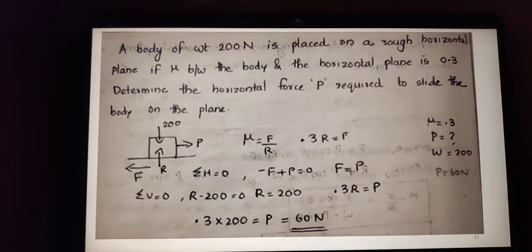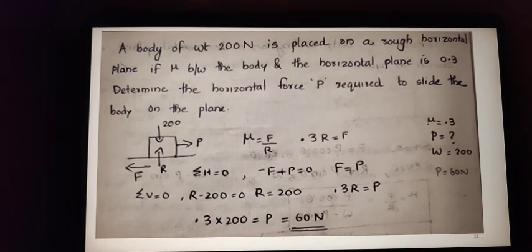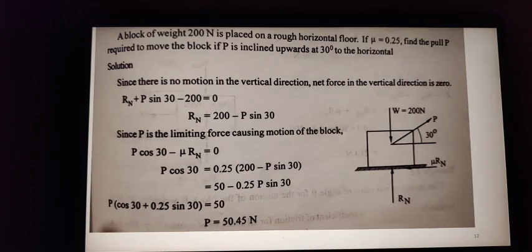The second equation you have to use is sigma Fx is equal to 0. That is, all the horizontal forces are equated to 0. Here the notation they have assumed is sigma H is equal to 0. So minus F plus P is equal to 0. From this you can calculate the value for P. P is equal to 60 Newton.